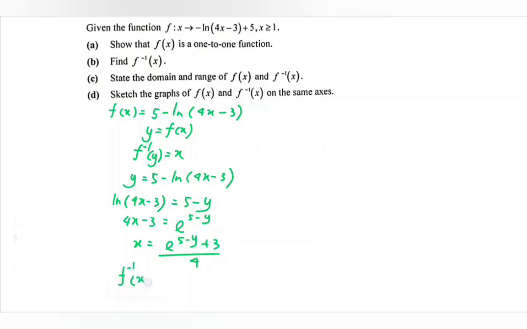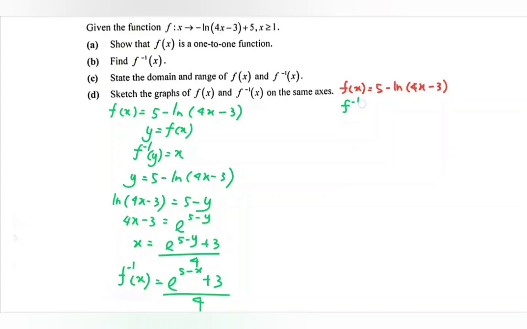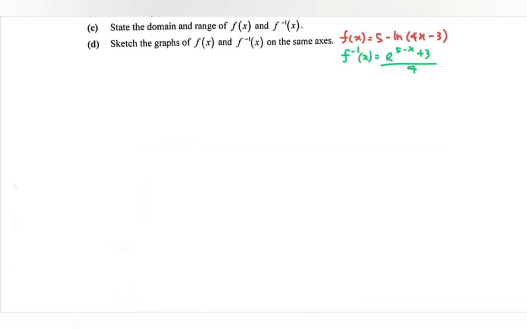So f inverse of x equals (exponent of 5 minus x, plus 3) over 4. So that is the f inverse. So given the situation, we have f(x) equals 5 minus ln(4x - 3), and for the f inverse, we have (exponent of 5 minus x, plus 3) over 4. So f and also the f inverse. Continue, state the domain and range for the f and also the f inverse.